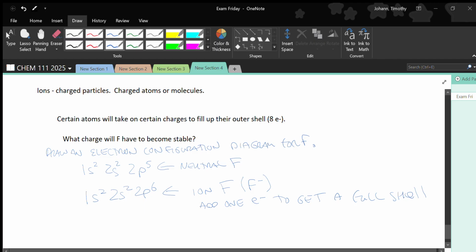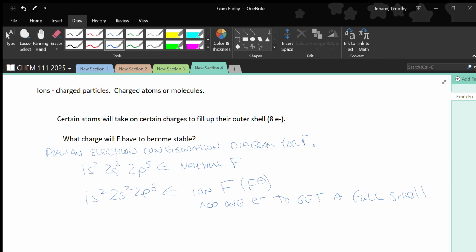Okay, and you'll often see me circle these charges. You can do it or not. Questions? So fluorine, and everything in this row, remember our noble gases have our full shells, right?